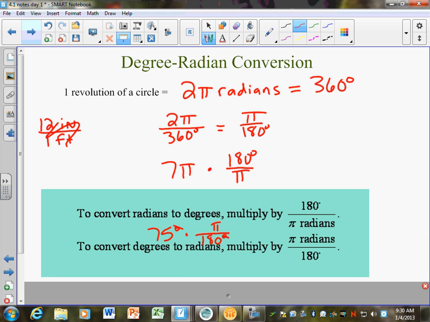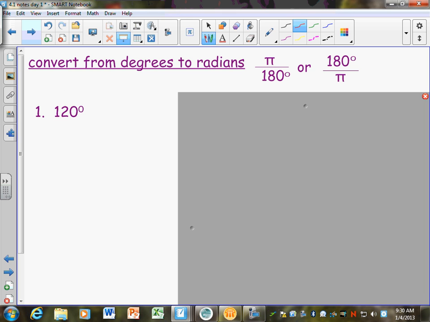All right, I have one more little thing and then we'll do some. We're just converting right now. This is the majority of your homework today, not all of it, but the majority of it is just practicing converting, getting you used to what degrees equal what radians.